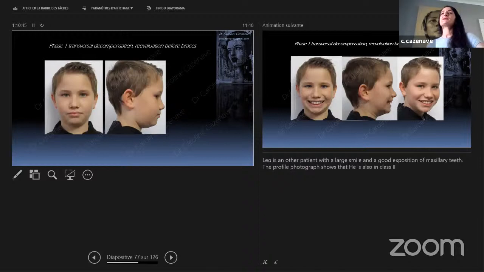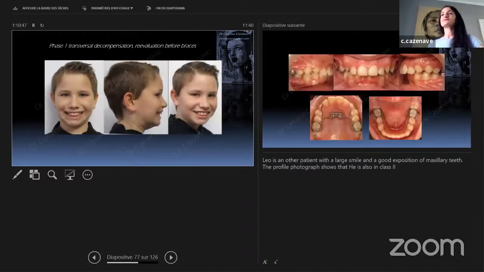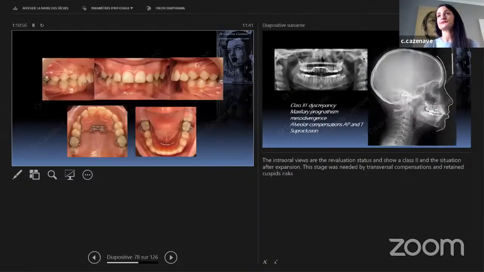Leo is another patient with a large smile and a good exposition of the maxillary teeth. The profile photographs show that he is also in class 2. These intraoral views are the re-evaluation status and show class 2 and the situation after expansion. This stage was marked by transversal compensations and retained cuspid ricks.